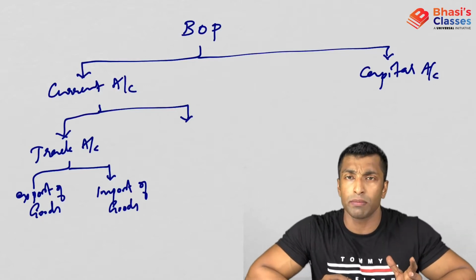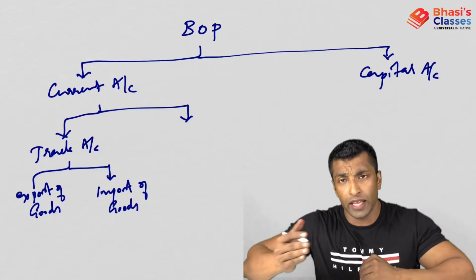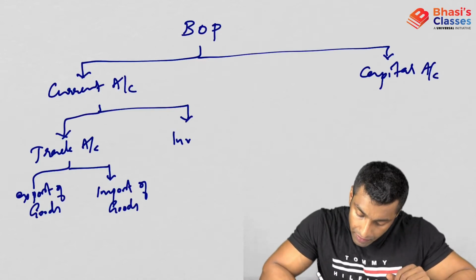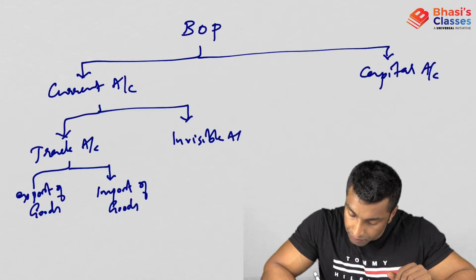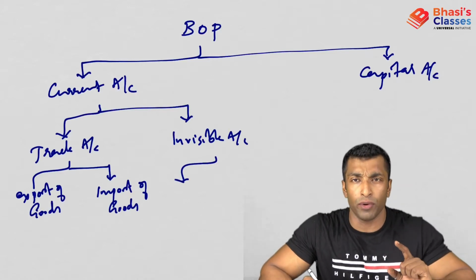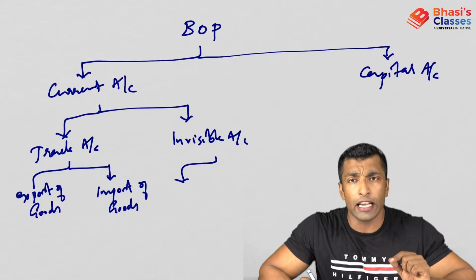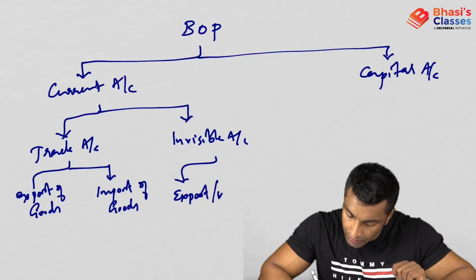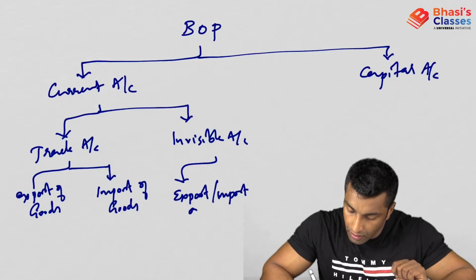Okay, then the other one will be invisible account. So this is visible account or merchandise account. So there I will be talking about services, because that is invisible. Okay, so here invisible account, here I have export of services and import of services, so we can write it together: export or import of services.